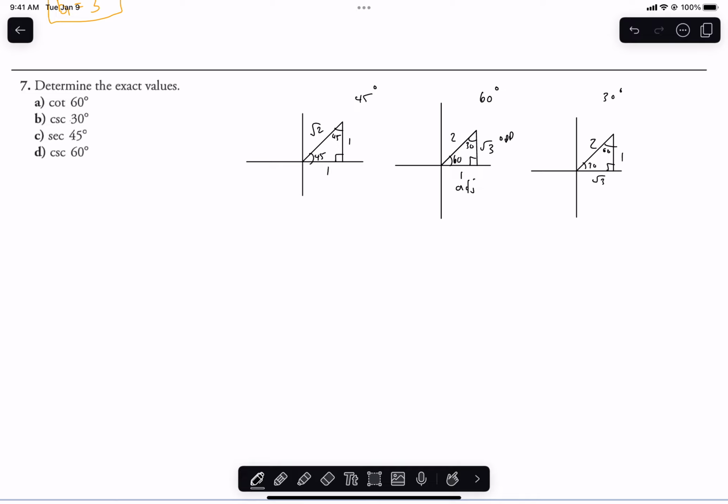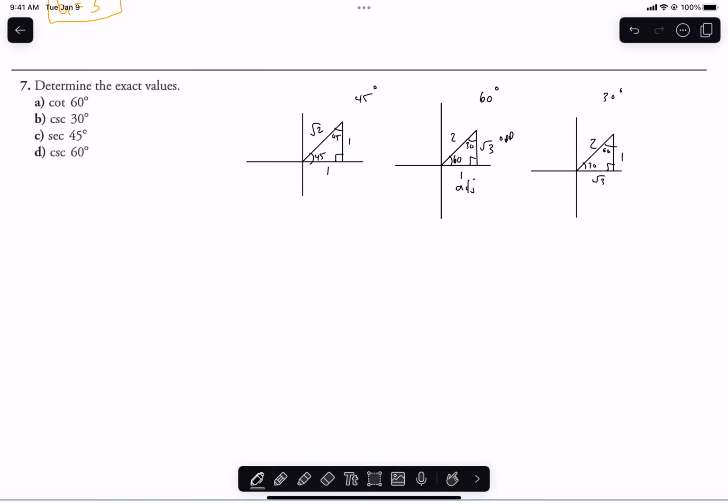So this is number 7 from your exact value extra practice. These questions are very similar to what we've been doing, with one small exception: these are all the reciprocal trig ratios instead of primary ones. What to do is actually kind of built into their name. Cotangent is the reciprocal trig ratio to tangent, and so reciprocal trig ratio means just to reciprocate it and turn it into its primary trig ratio written as a reciprocal.